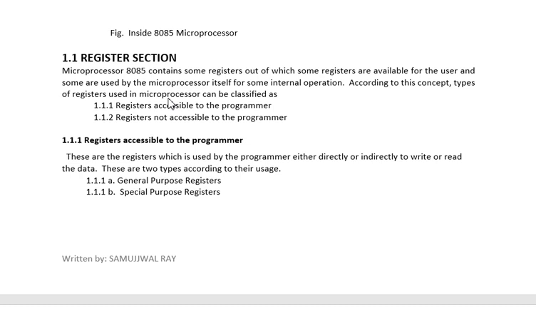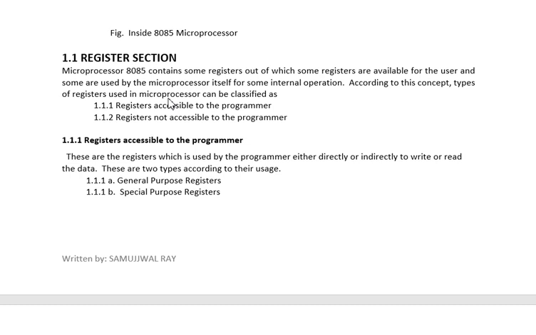The programmer uses these registers to perform the operation. These are called registers accessible to the program, and some registers are used internally by the microprocessor itself for its internal operation. These are not accessible by the user or programmer, and are called registers not accessible to the programmer. So the register section contains registers which can be classified as registers accessible to the programmer and registers not accessible to the programmer.